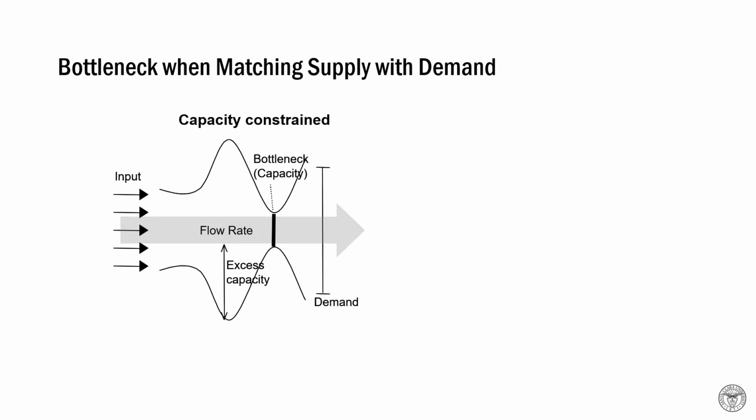We will now proceed with the process analysis when there are different flow units involved. The concept of the bottleneck becomes apparent when aligning supply with demand within a system. It can emerge due to constraints on either capacity or demand. In the left graph, the bottleneck is defined by the process capacity, since it is smaller than the input, indicating a capacity constraint scenario.